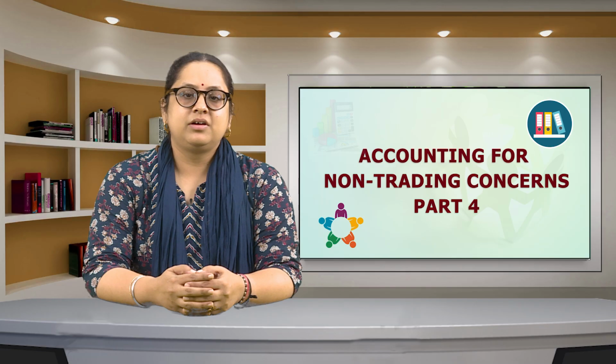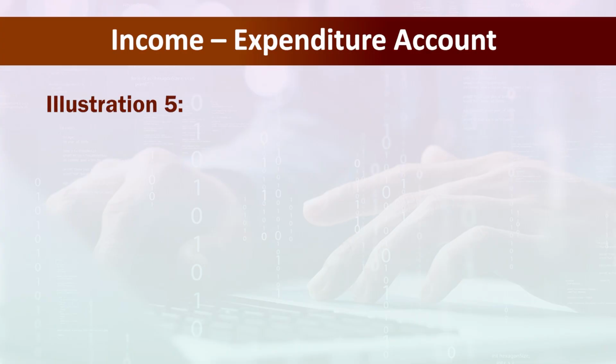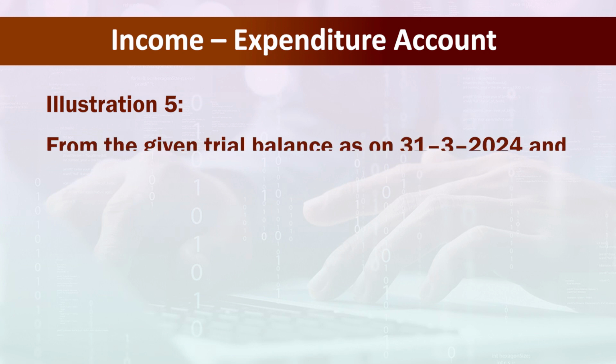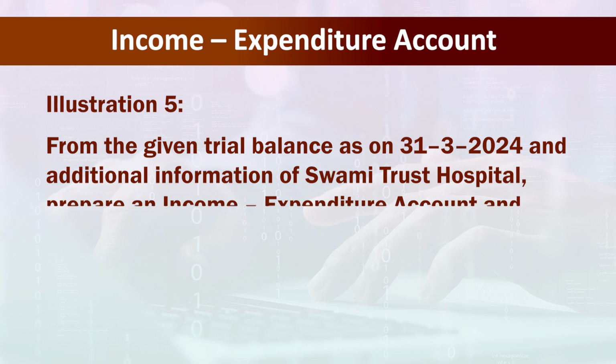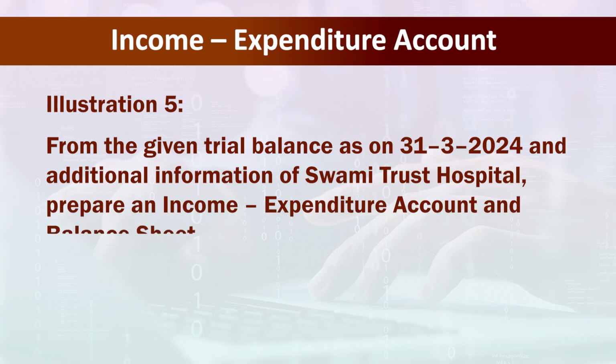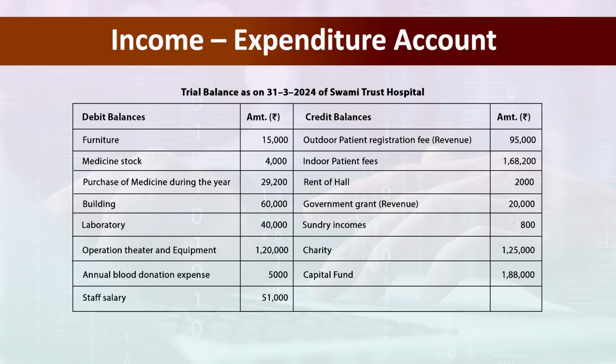Now, let us see another illustration, illustration 5. From the given trial balance as on 31/3/2024 and additional information of Swami Trust Hospital, prepare an income expenditure account and balance sheet. The trial balance as on 31/3/2024 of Swami Trust Hospital is like this. Let us see the debit balances first.